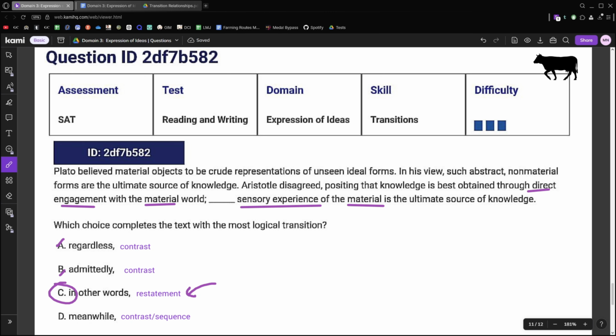Real quick, let's prove all the other answer choices are wrong. They're all contrasting. He's not contrasting. He's not saying two different things. He's actually saying the exact same thing. So that's why it would be restatement. Also, I just noticed, knowledge is best obtained. Ultimate source of knowledge, that also means the exact same thing.